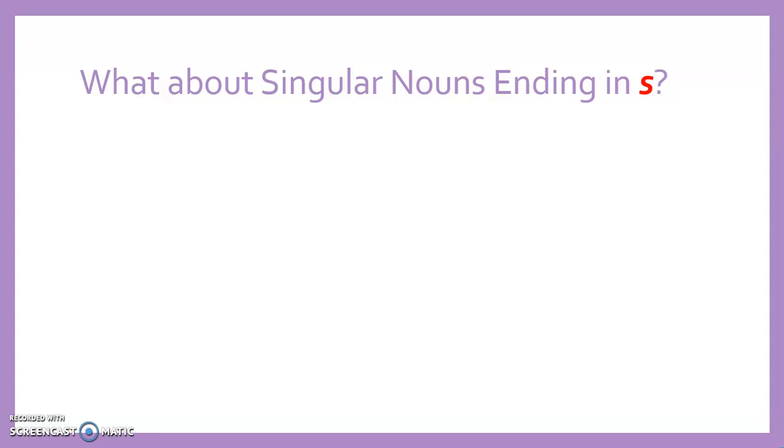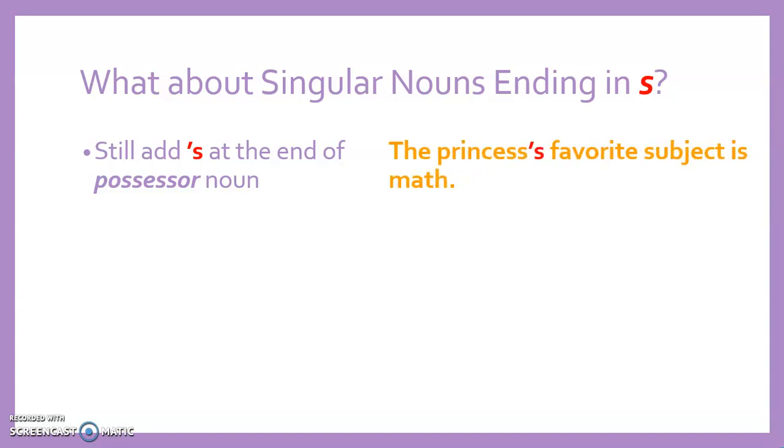Let's talk about singular nouns that end in s, and they do exist. There are singular nouns that end in s, but they still get the apostrophe s after the possessor noun. Here's a couple examples. The princess's favorite subject is math. There's only one princess, and her noun ends in s, so we add the apostrophe s in spite of that to show that she possesses the subject.